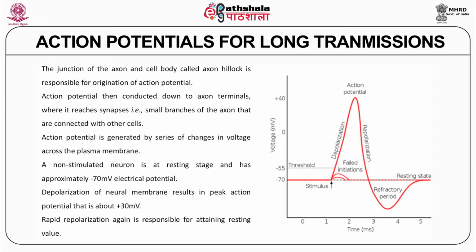A non-stimulated neuron is at its resting potential stage, which is near about -70 millivolts, and this has to be depolarized. Depolarization of the neural membrane results in a peak action potential of around 30 millivolts. The rapid repolarization again is responsible for attaining the resting value of the membrane.